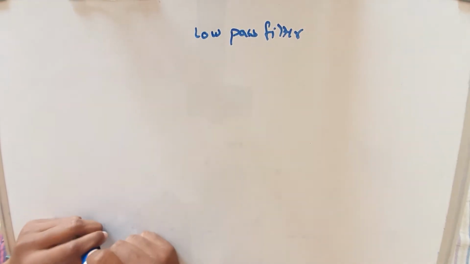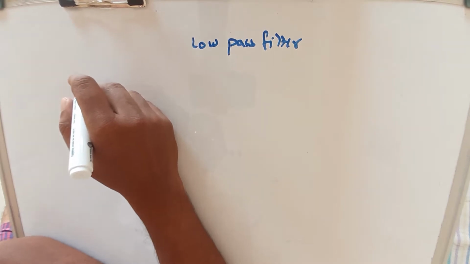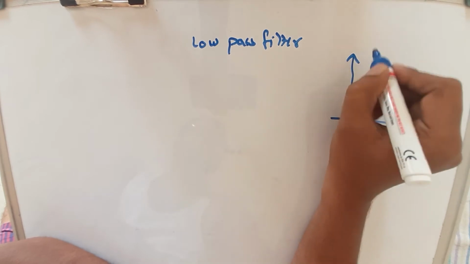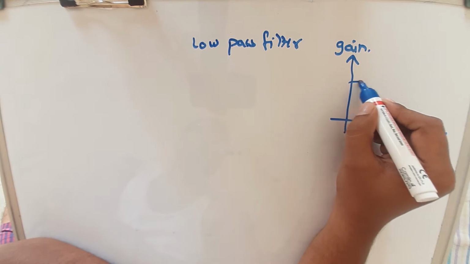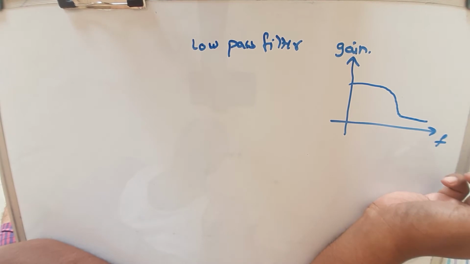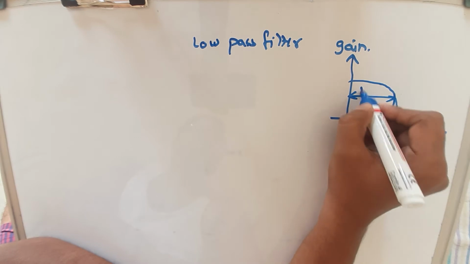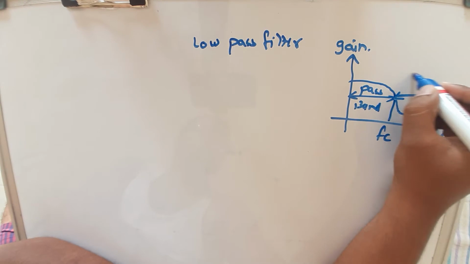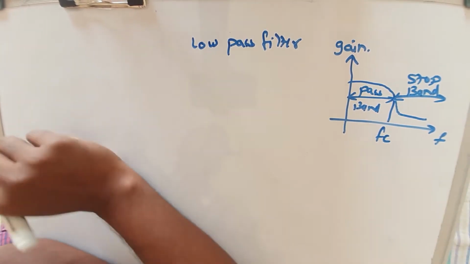Hello students, today we will see what is a low pass filter. So first we will draw the frequency response of the low pass filter. This is frequency versus gain. Basically, a low pass filter will pass the low frequencies, so the gain must be maximum at lower frequency and zero at higher frequency. So here we will get the cutoff frequency FC. This is the pass band, and this is the stop band. Okay, this is the cutoff frequency.